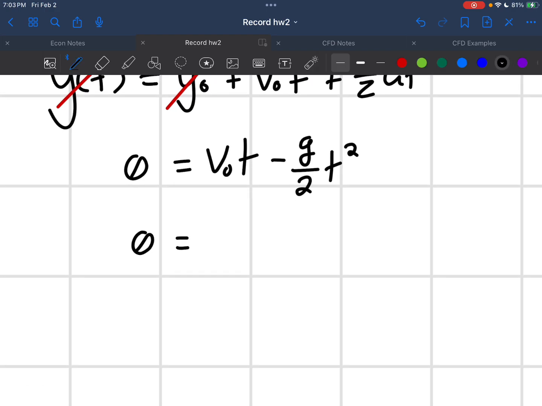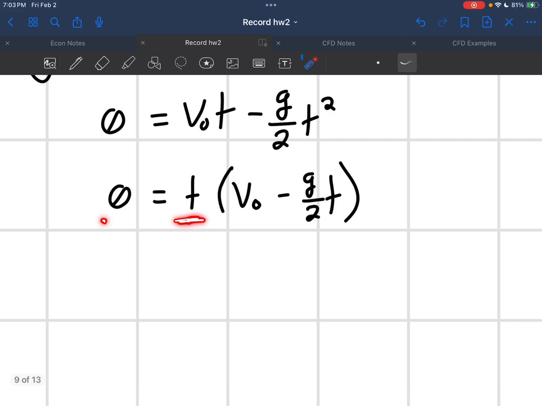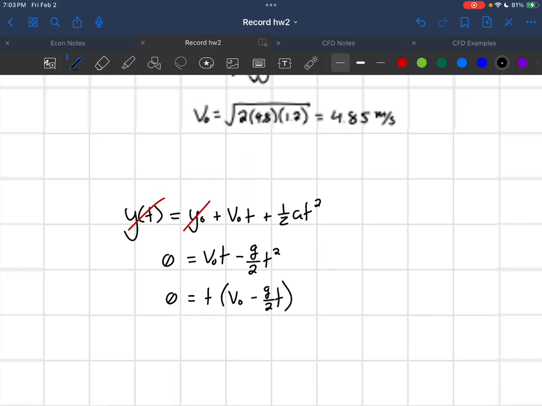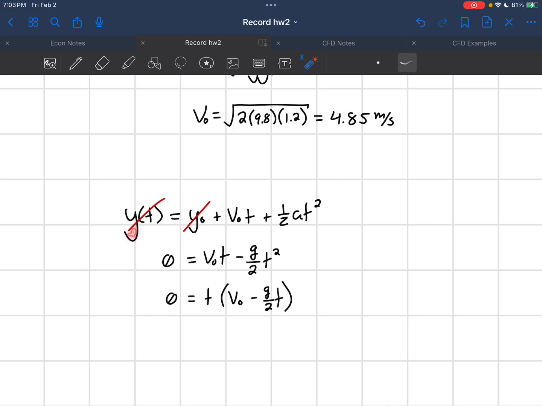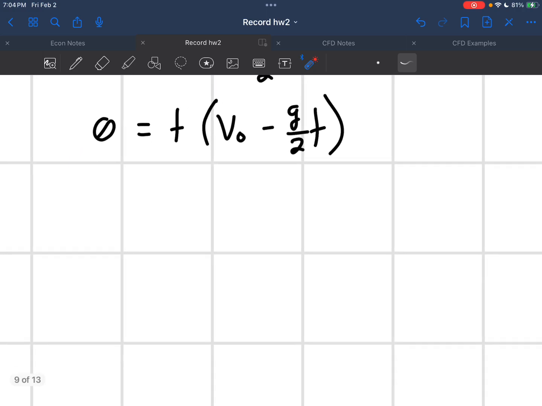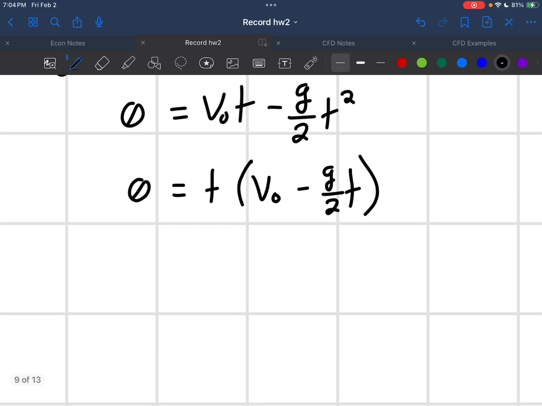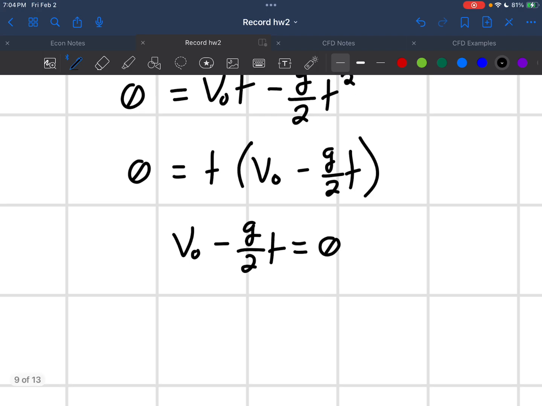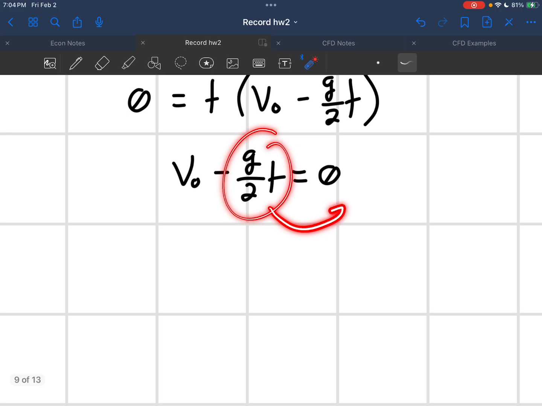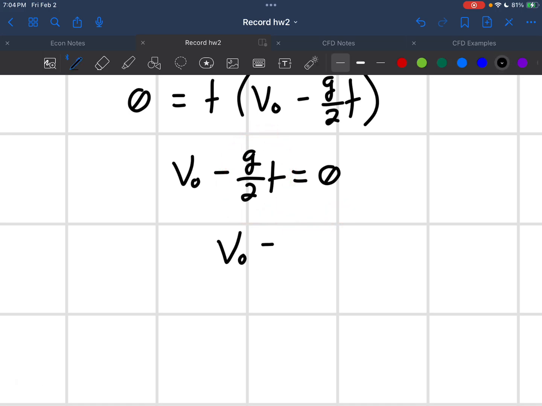So 0 equals t times v naught minus g over 2 t. That tells me that t equals 0 is one of my solutions, which makes sense because my position equals 0 at time 0, because my y naught, which is my position at time 0, is 0. So it's that other factor that's the more interesting one. I'm going to set that equal to 0 and add this to the other side of my equation. V naught equals g over 2 t.